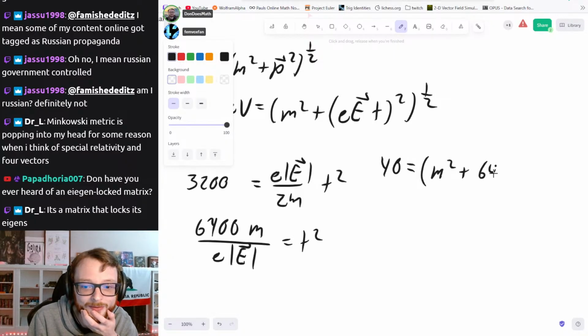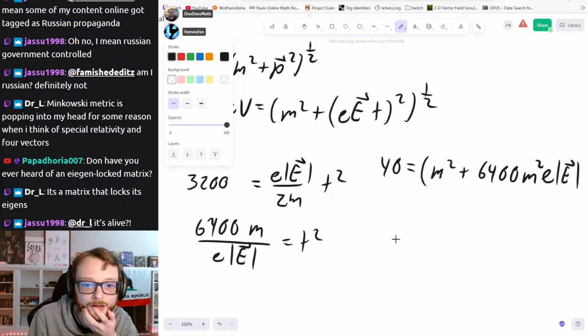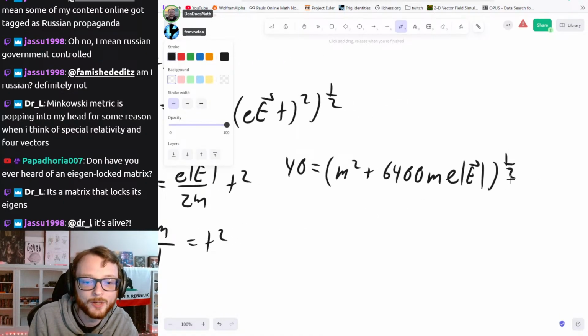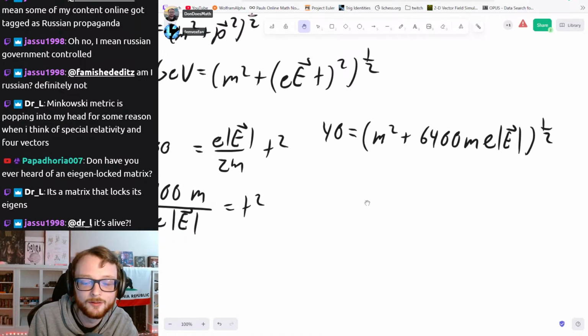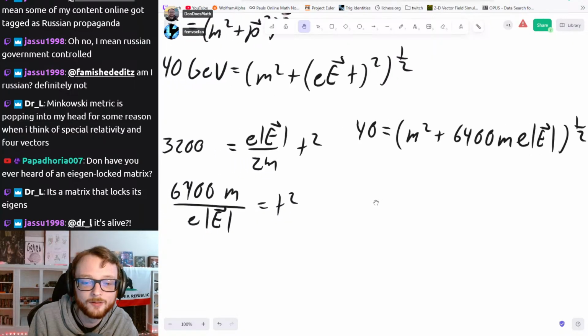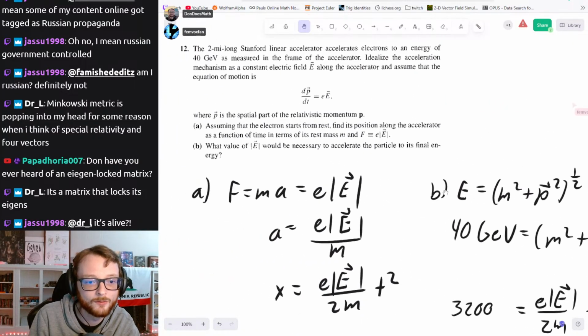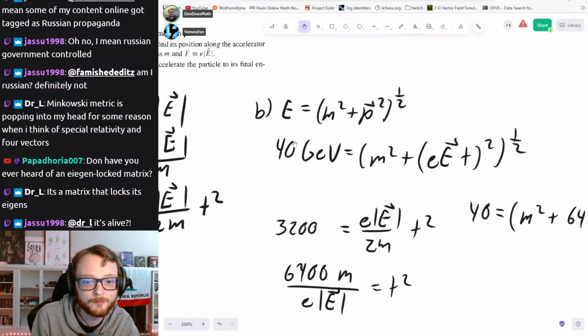So we just get 6,400 M E. It's all about M squared. No, just M. It's the 1/2. What am I solving for? I'm solving for E.